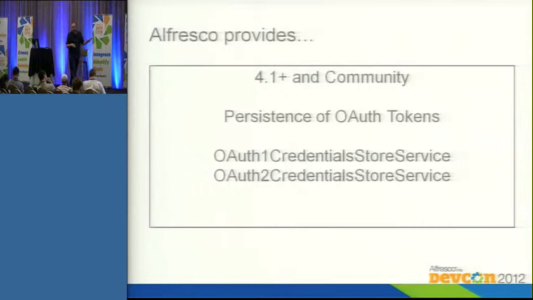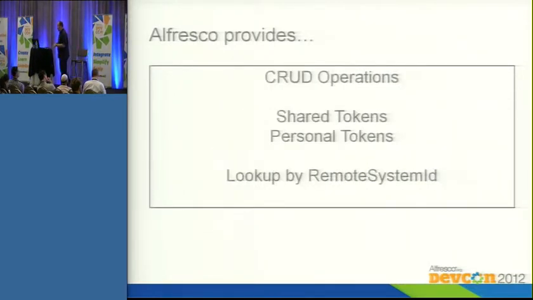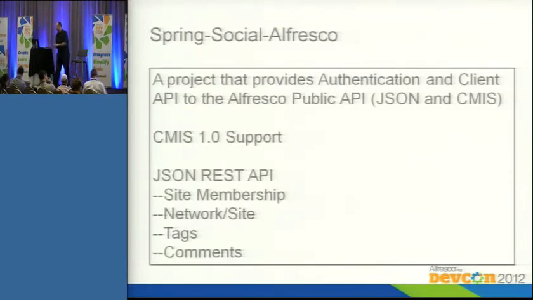Alfresco also provides a persistence layer now, and this is in 4.1 in community, to allow you to persist your OAuth tokens for OAuth 1 and OAuth 2. This provides very basic CRUD operations for those tokens: create, update, read, and delete. They can be shared or personal tokens, and you can look them up by the remote system ID, which is just the ID that you give it. If you're doing a Dropbox integration, you would call it Dropbox and persist that to the user accounts. Those are stored encrypted. It doesn't do any refresh, so you'll still need to handle that with your other code.